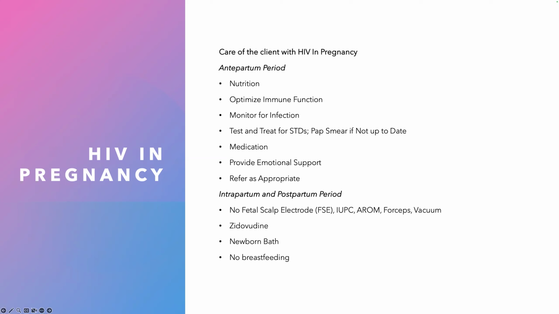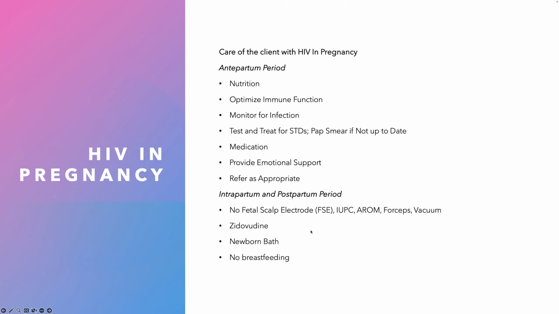We don't want to use forceps or a vacuum to help deliver the baby, because all of those things can be risk for trauma to the baby, risk for infection, and all of those things can potentially increase the risk of transmission. So we want to avoid that. Zidovudine is a medication that we use depending on the patient and the method of delivery. We will use this to prevent transmission, and this is hospital policy and how they'll receive it in labor.